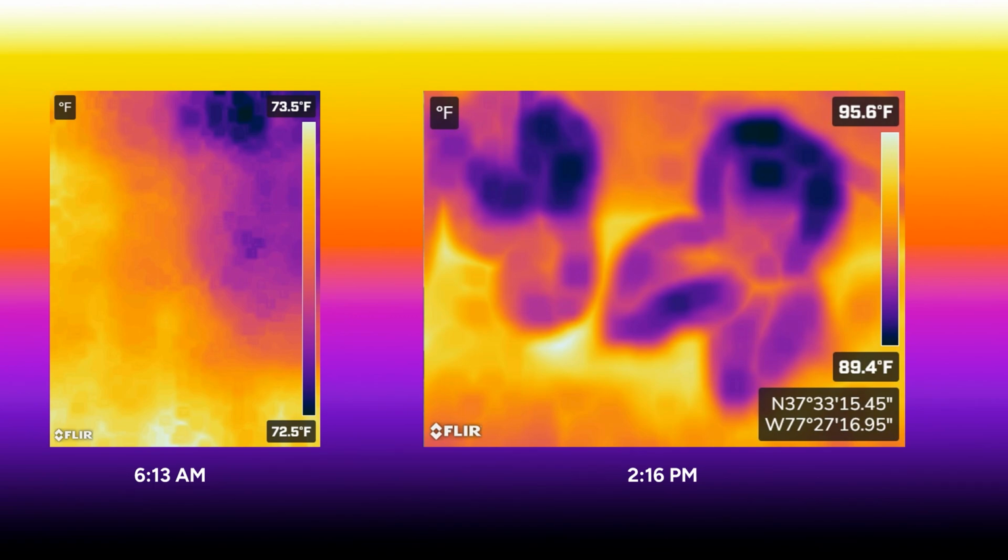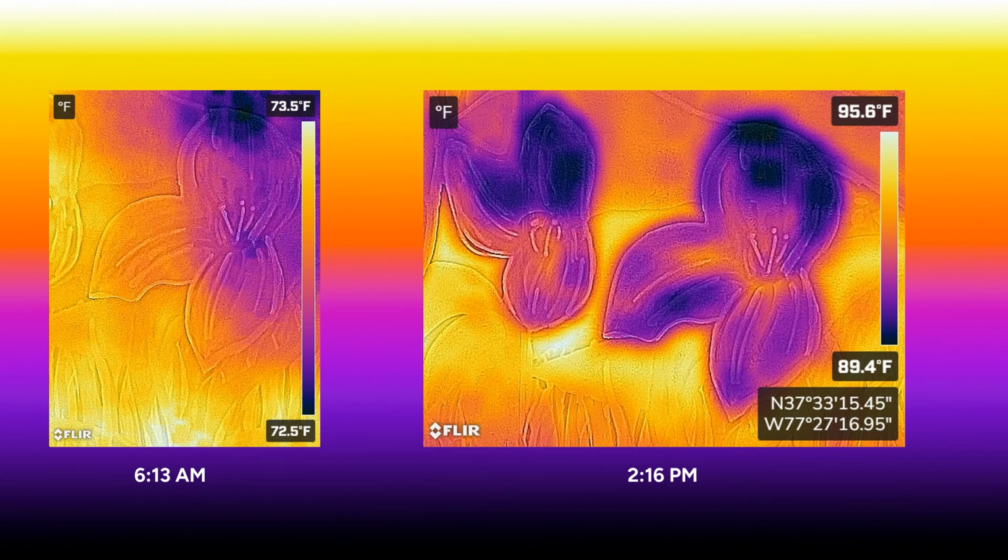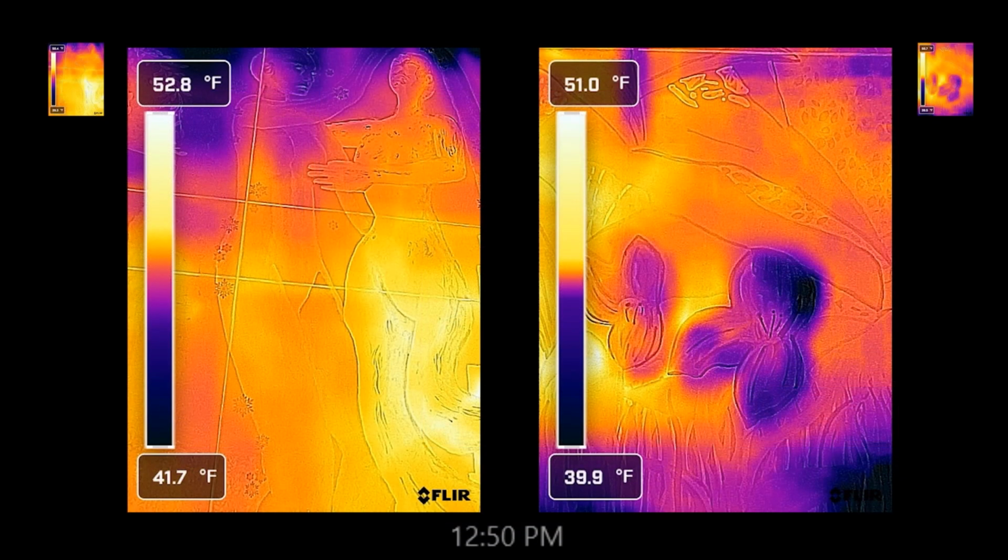Another interesting detail I recorded with the thermal infrared camera was the temperature difference between morning and afternoon. I took the first capture in the morning at 6:13 a.m. The sun had not come up yet, and you could see little to no temperature contrast in the image of the flower. The second capture was taken at 2:16 p.m., and it demonstrates how much of a difference sun exposure can make in the thermal imaging of the mural. The flower is fully visible in the afternoon capture because the wall absorbed the heat from the sun's exposure.